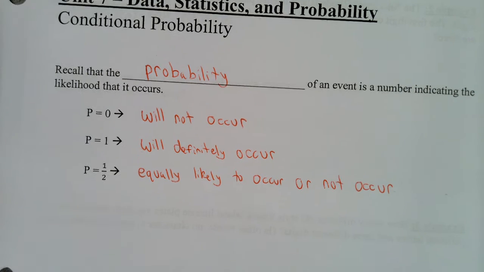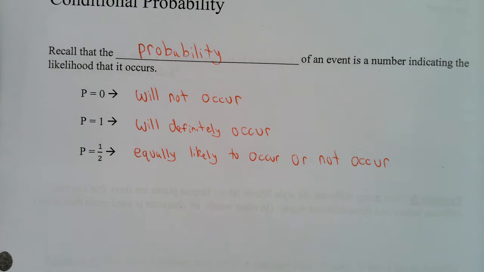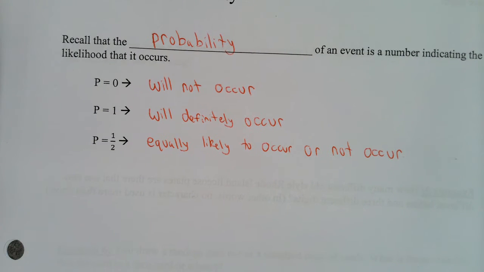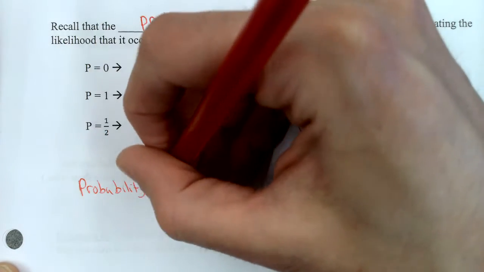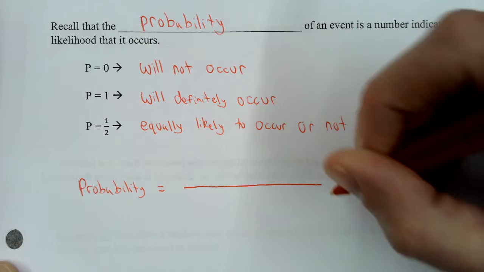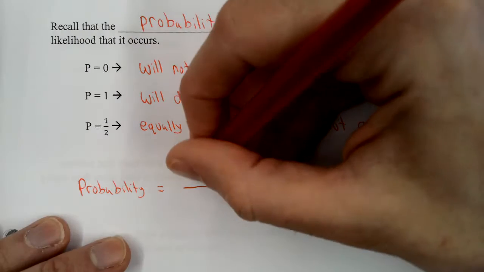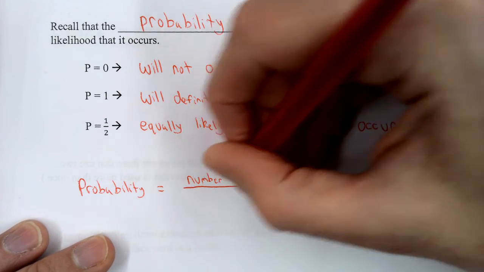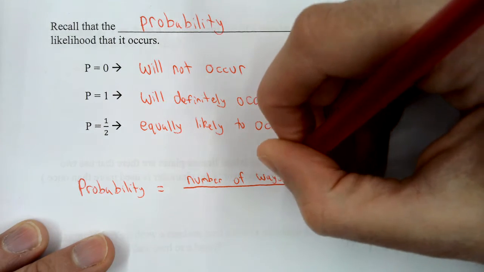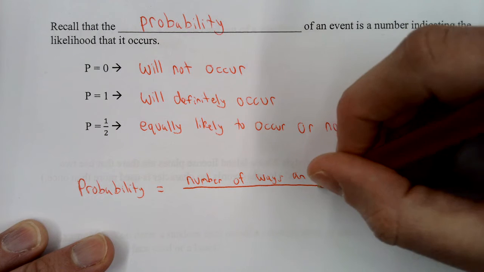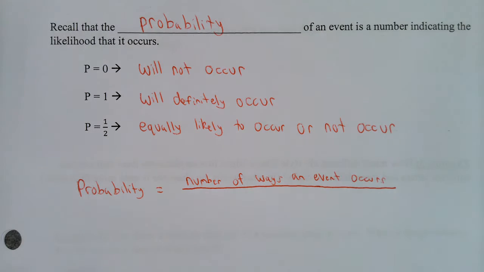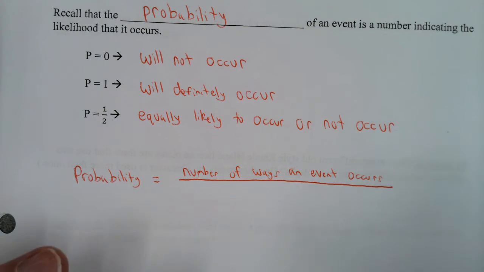And again, I'm just going to give you the formula for probability. Probability equals the number of ways an event occurs divided by the number of all possible outcomes. Okay, let's just copy that down again. Number of ways an event occurs divided by the number of all possible outcomes.